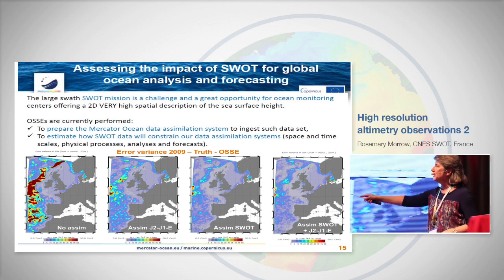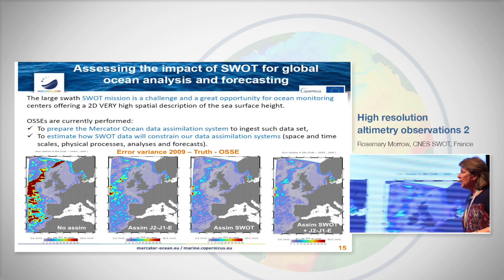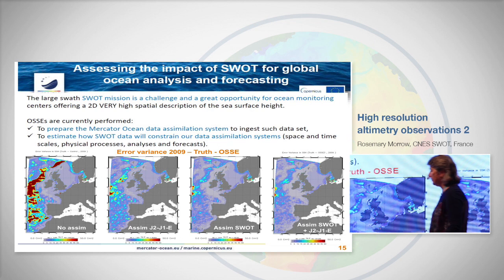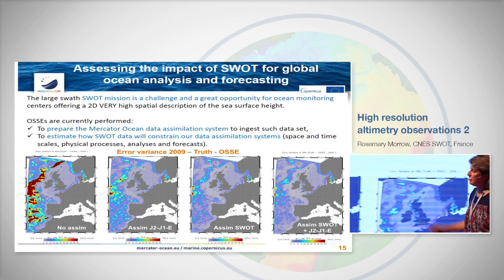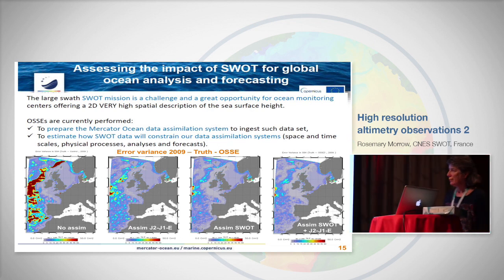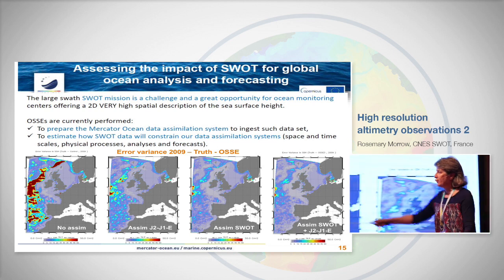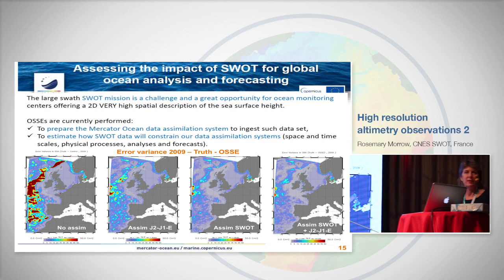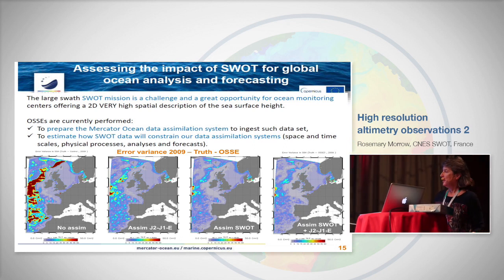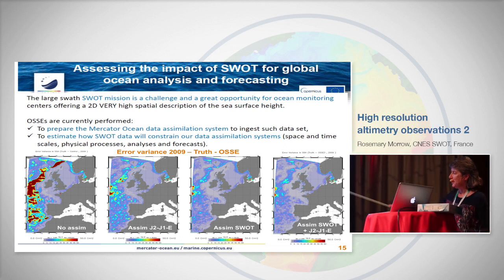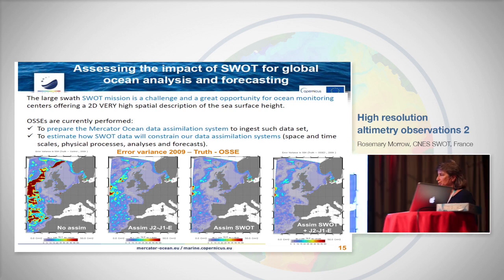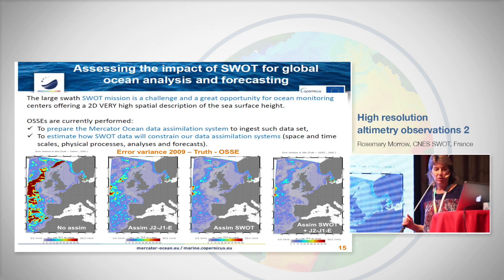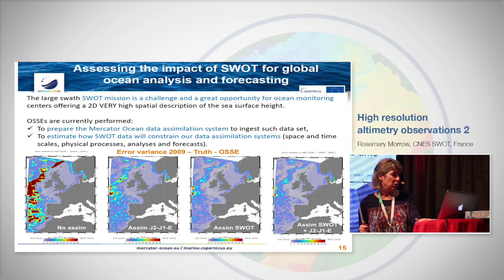This is the error variance over a whole year with no assimilation, assimilating three altimetry along-track systems, and the difference in the reduction of errors assimilating one SWOT mission with its standard sampling in the nominal three-year phase, and a combination of the two. So there's a strong reduction from using SWOT.